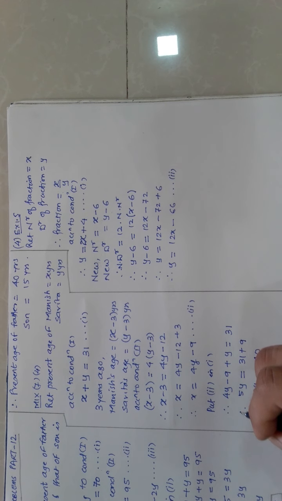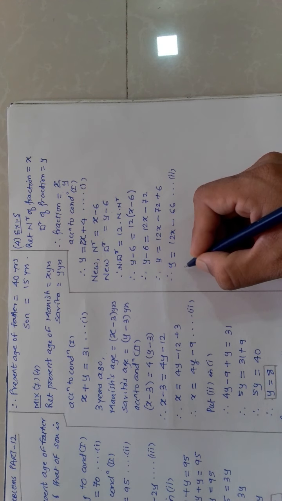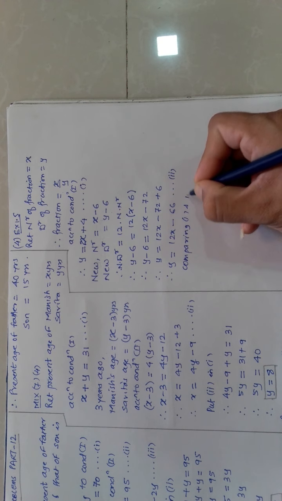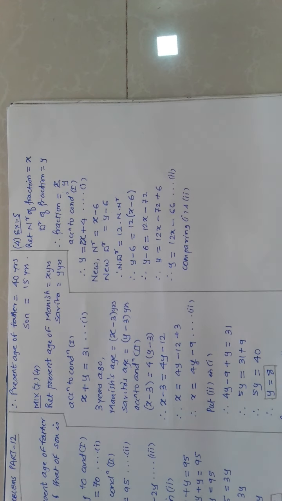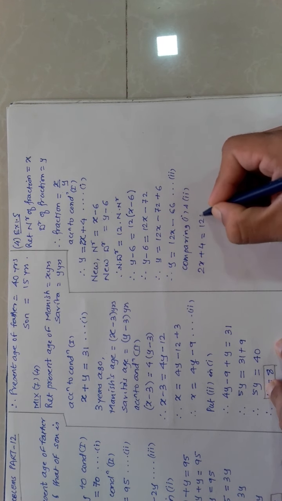Now let me see the first one and the second one. The first one gives you the value of y and the second one also gives you the value of y. That is, in the first one and in the second one the left sides are equal. If the left sides of the first and second are equal, then obviously the right sides of the first and second are equal. So comparing first and second, you get the right side of the first is equal to the right side of the second.